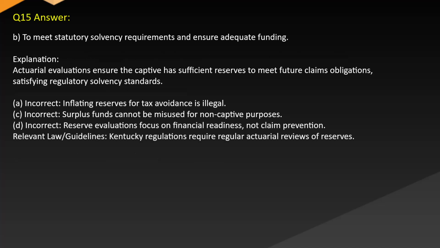Answer: B. To meet statutory solvency requirements and ensure adequate funding. Explanation: Actuarial evaluations ensure the captive has sufficient reserves to meet future claims obligations, satisfying regulatory solvency standards. A. Incorrect. Inflating reserves for tax avoidance is illegal. C. Incorrect. Surplus funds cannot be misused for non-captive purposes. D. Incorrect. Reserve evaluations focus on financial readiness, not claim prevention. Relevant law guidelines: Kentucky regulations require regular actuarial reviews of reserves.